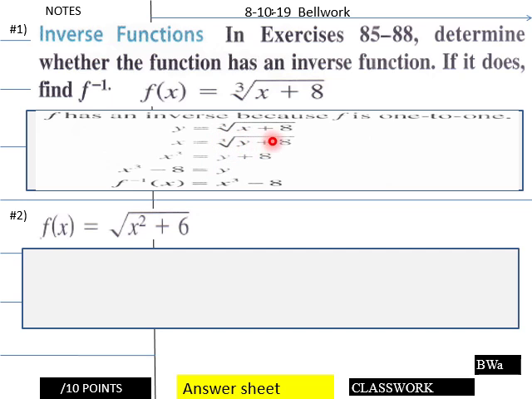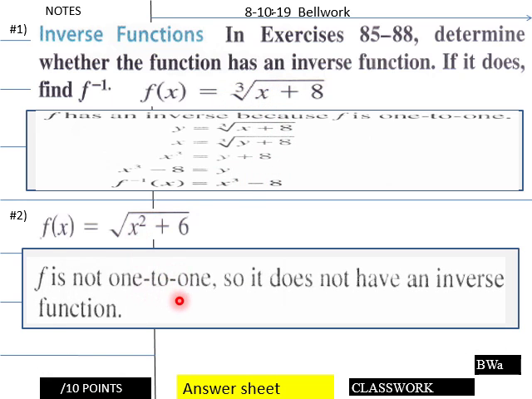And we take the cube root now of this and we solve for y. So then we cube both sides. x cubed equals y plus 8. Then y equals x cubed minus 8. So f inverse of x equals x cubed minus 8. That's your inverse function for this function up here. And then down here, f is not 1 to 1 because we have a square inside our radical, so it does not have an inverse function for this case.